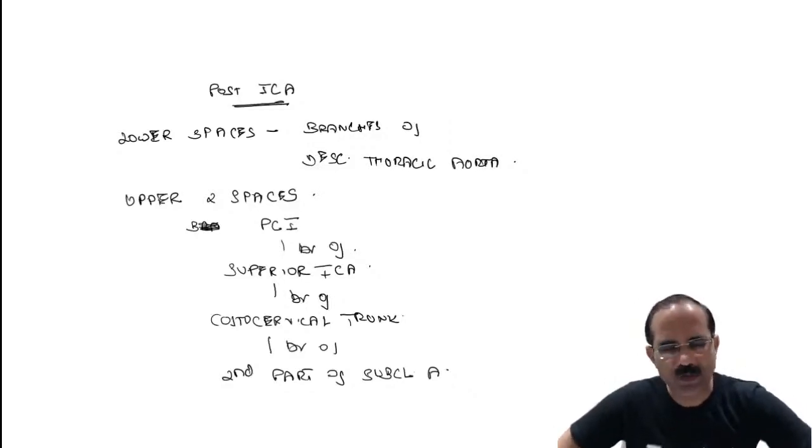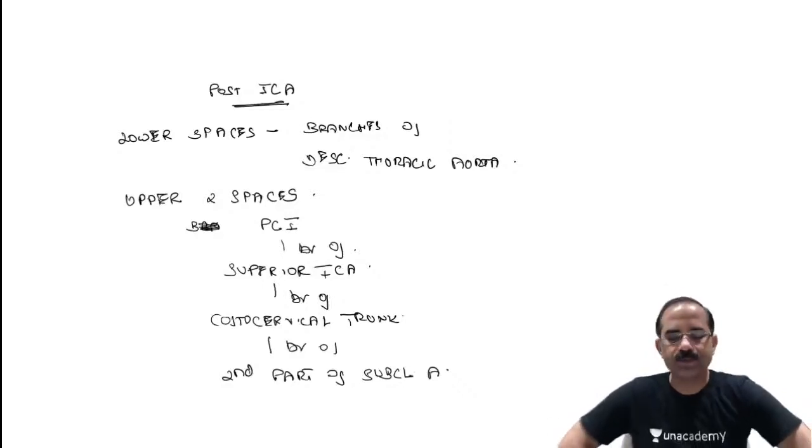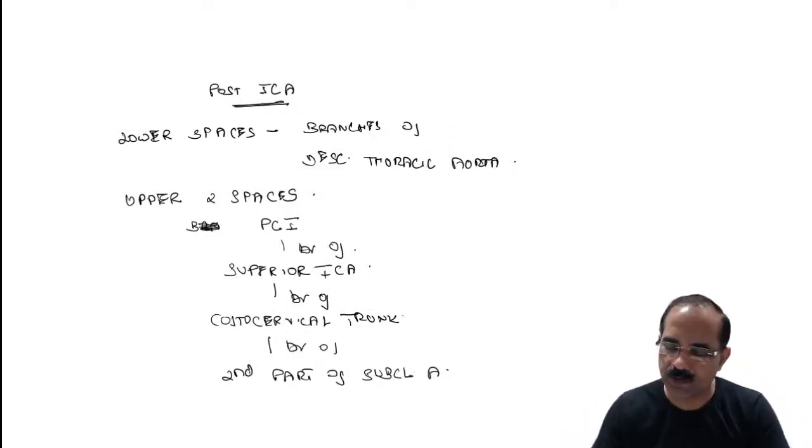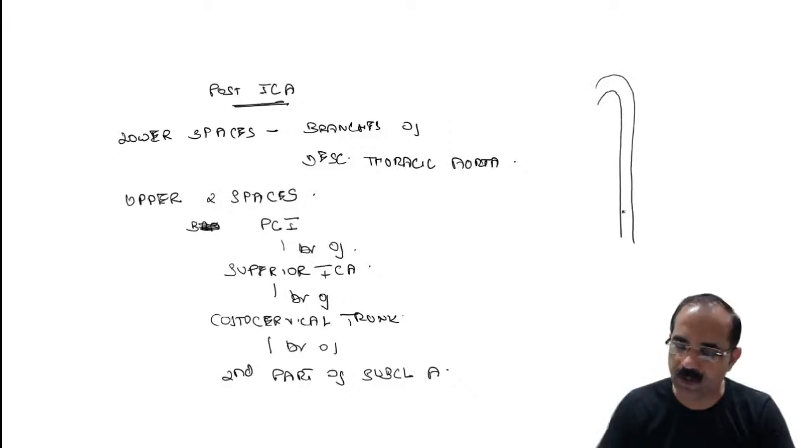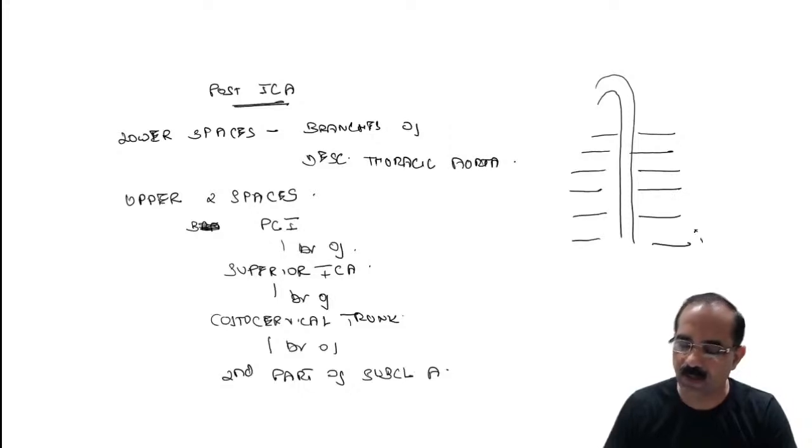इसका मतलब समझ लो. Just understand the meaning of this. What I want you to understand. So if I draw this descending thoracic aorta for you, ये arch है, ये descending thoracic aorta है. The posterior intercostal arteries in the lower spaces are branches of descending thoracic aorta. In the upper two spaces, these are branches of subclavian artery.